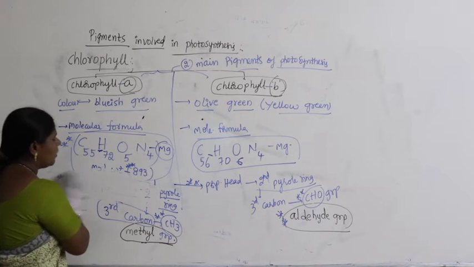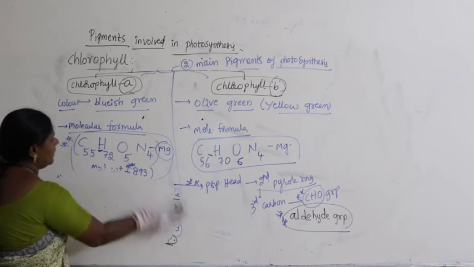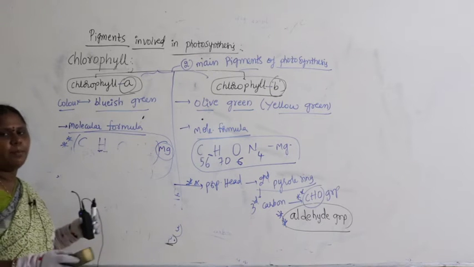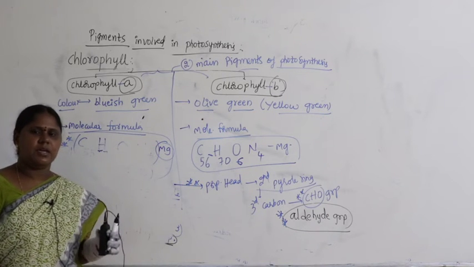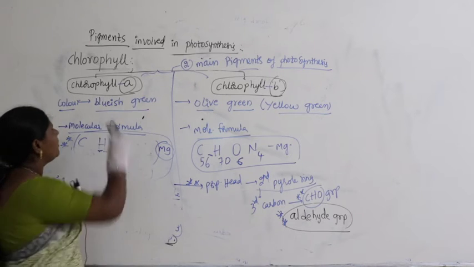Other chlorophylls, C, D, E, are found in red algae, brown algae, as well as in blue green algae. So, they are nothing but chlorophylls.